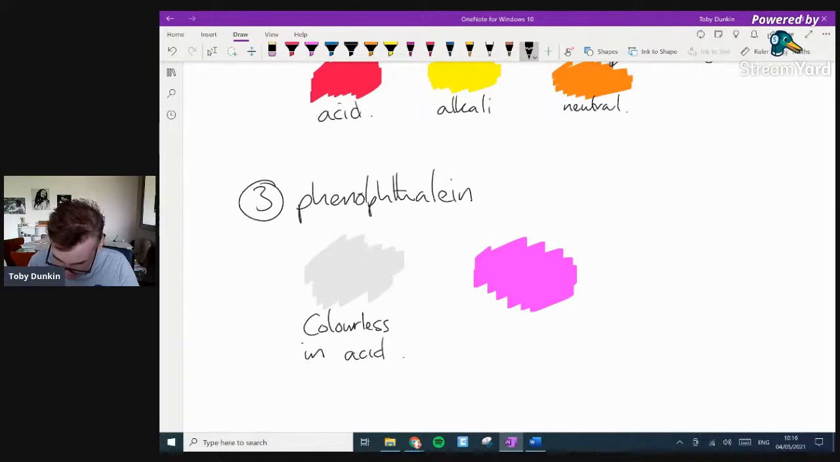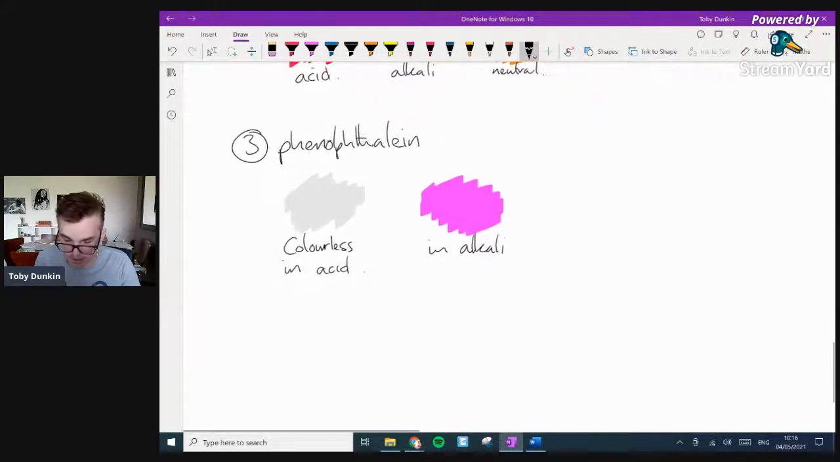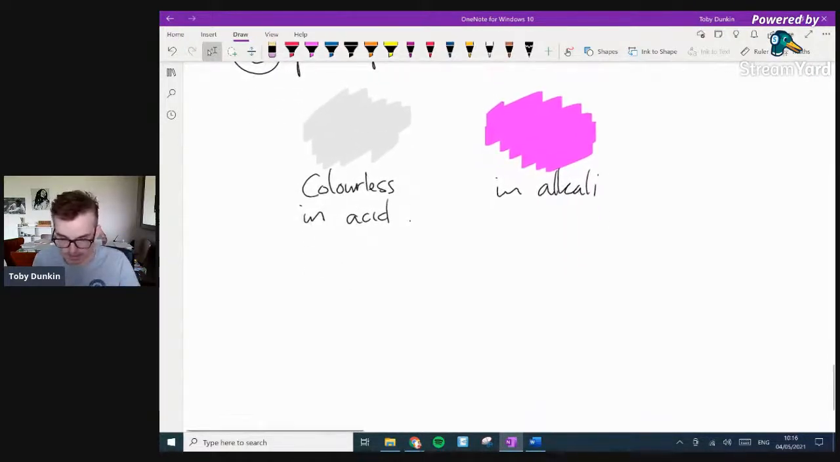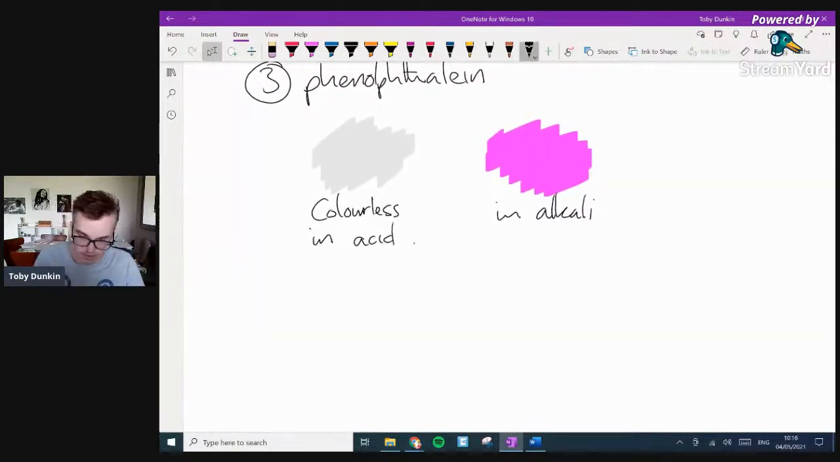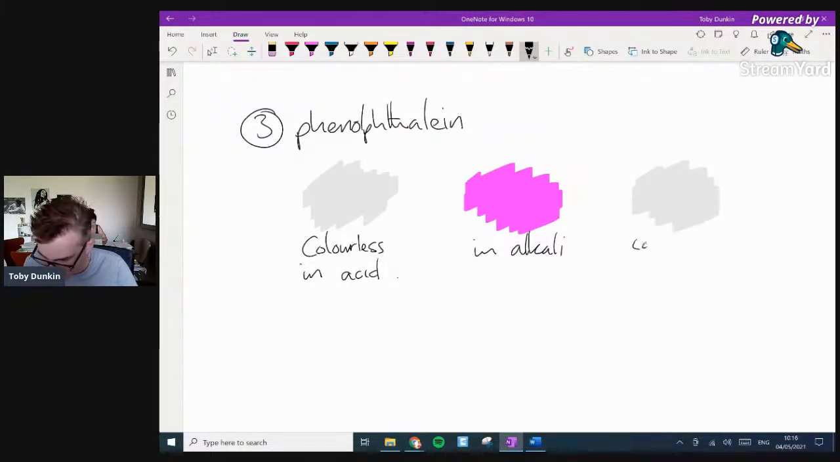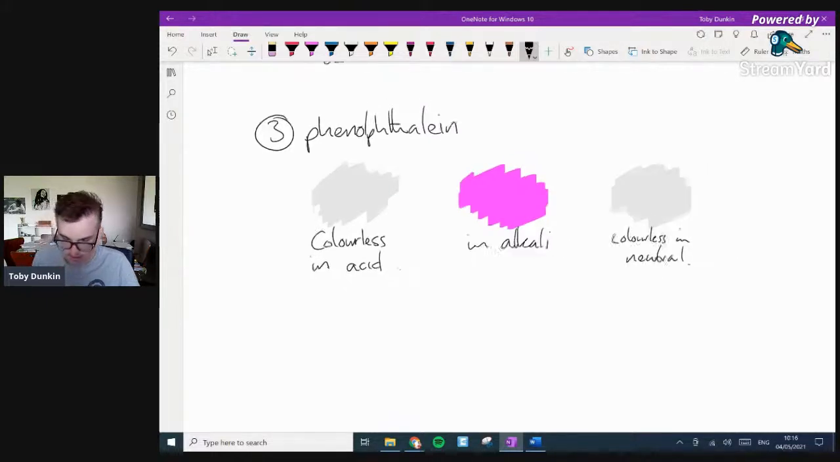Pink in alkali. Got to know that one too. Neutral, by the way, it's colorless, just so you know. Colorless when neutral. You don't need to worry about that one in terms of its neutral color. We never talk about it, but it is technically colorless in neutral, pH 7.